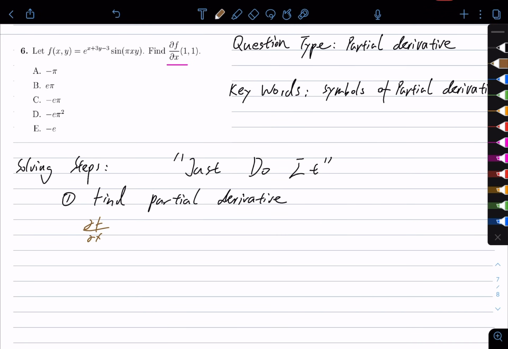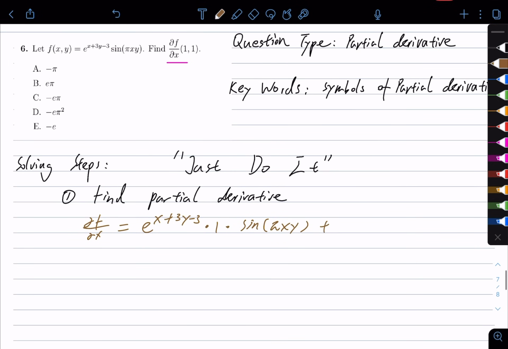If we take this with respect to x, the partial derivative of e is just going to be e, plus, using the chain rule, 3y minus 3. We're actually going to use the product rule here as well, because we also have a sine component. So we keep the partial chain rule, times 1, and multiply this by sine of pi x y.